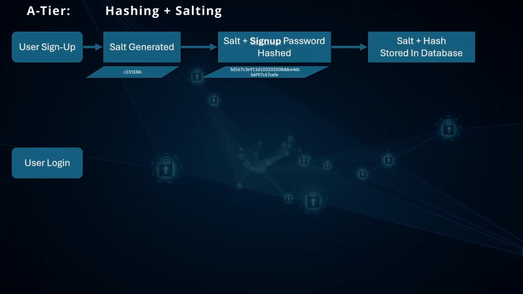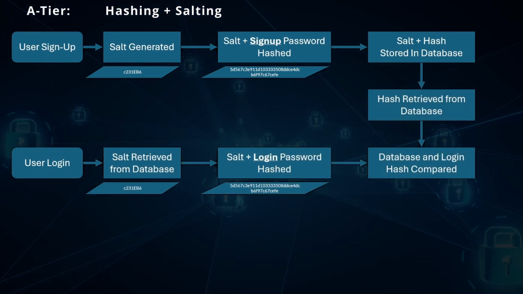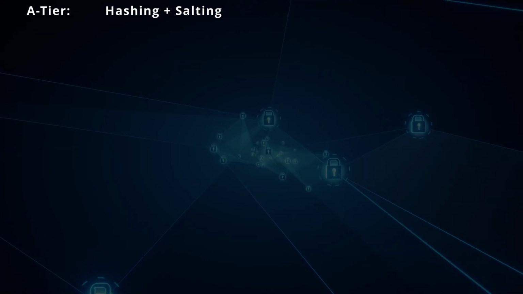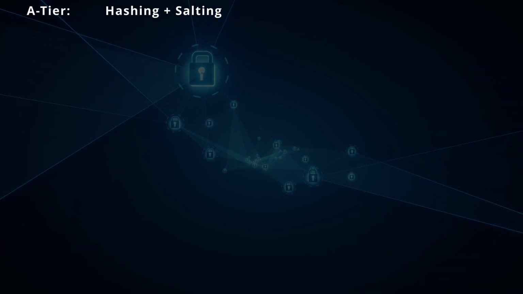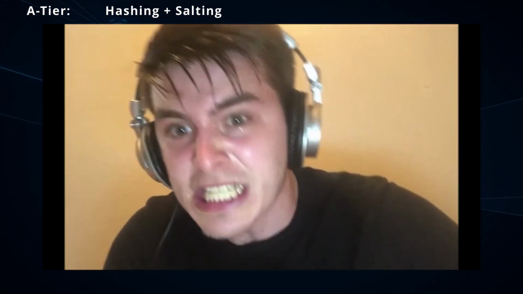At login, you retrieve the salt, combine it with the entered password, and hash the result. If the hash matches what's in your database, then they're in. Rainbow tables are now rendered useless because every password hash is unique, even for common passwords. Even if hackers know the salt, they'd have to hash each password combination from scratch.